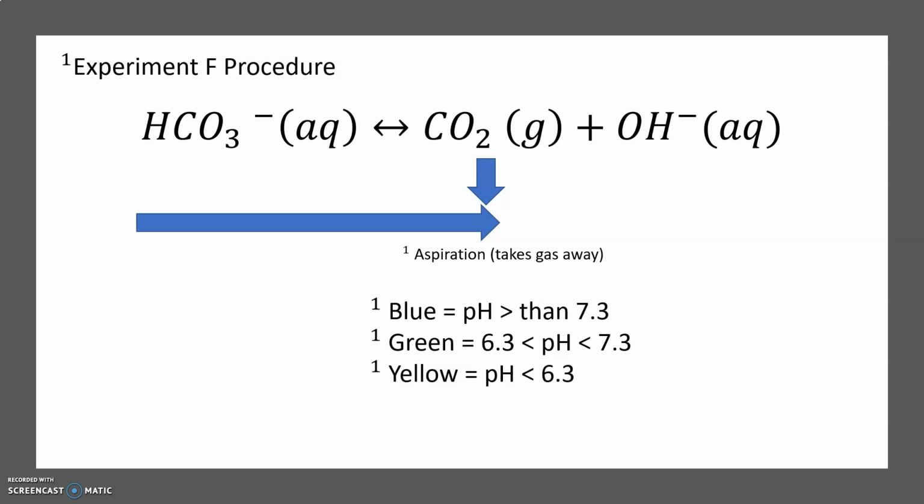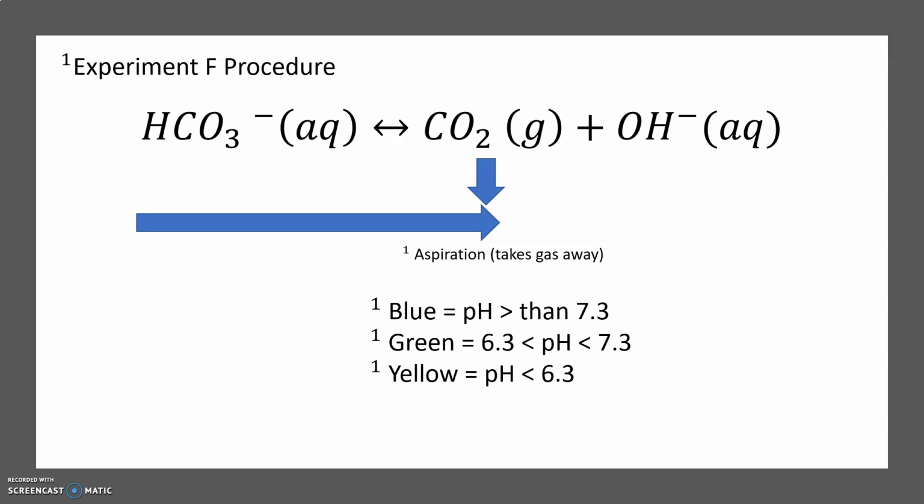The equation on the screen represents the equilibrium equation for Experiment F. The stress added to Experiment F was an aspiration vacuum. This tool is used to take all of the gas out of the equilibrium. This would lead to CO2 being decreased since it is the only gas in the equilibrium equation. This decrease would cause a shift of the concentration to the left. When the shift occurred, it changed from green to blue.